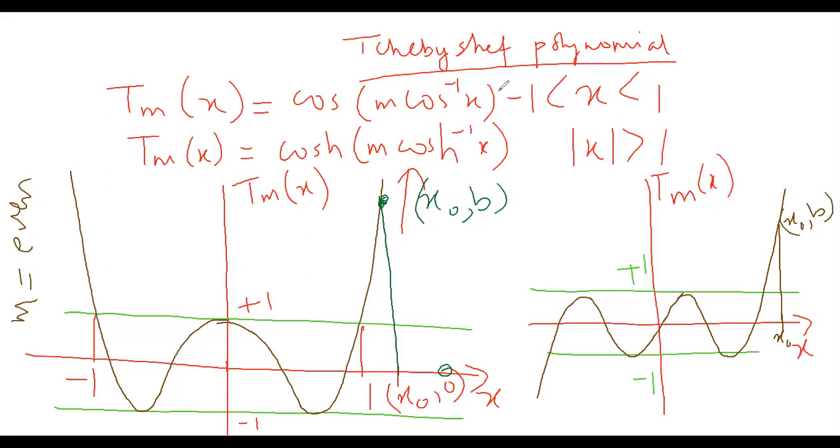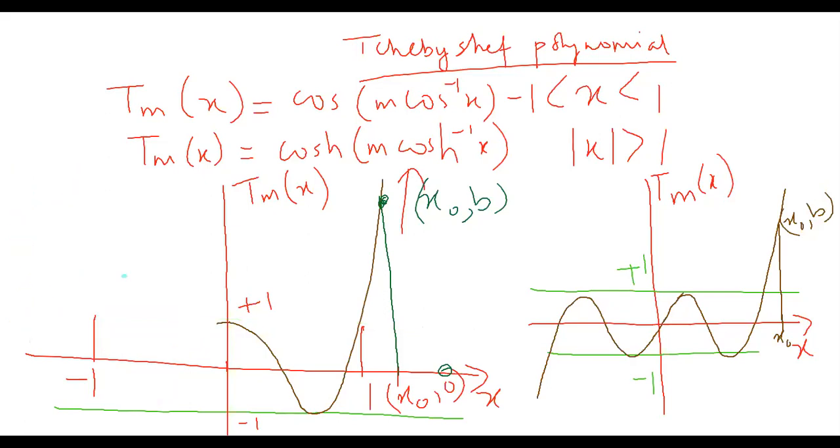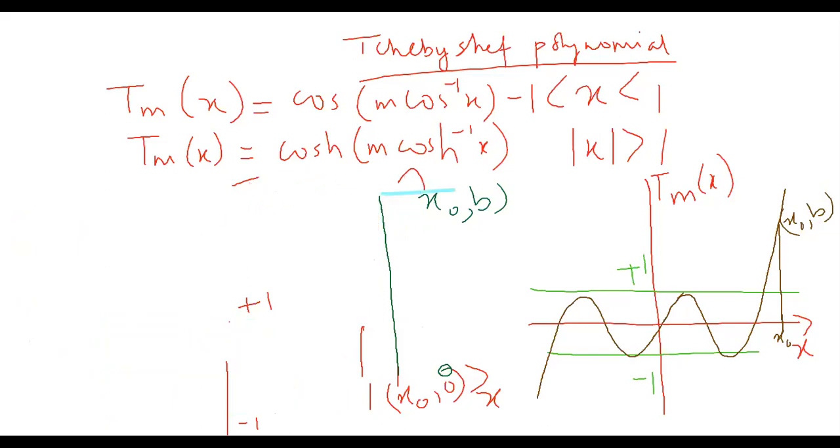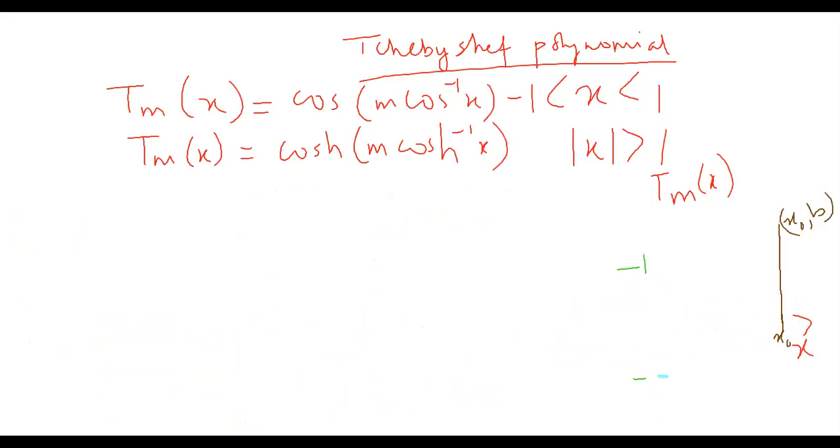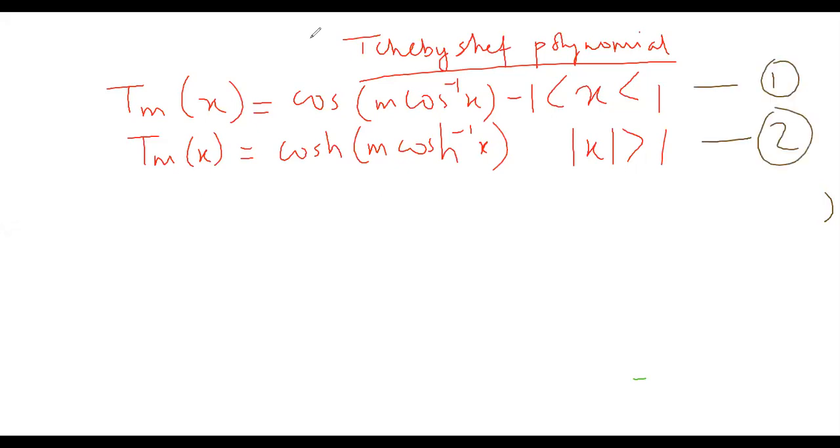Now the question arises, how can we see that it is in the form of a polynomial? So let us see how it is in the form of a polynomial. I'm rubbing this curve. Right. Now, from these two expressions, let me name them 1 and 2, right?